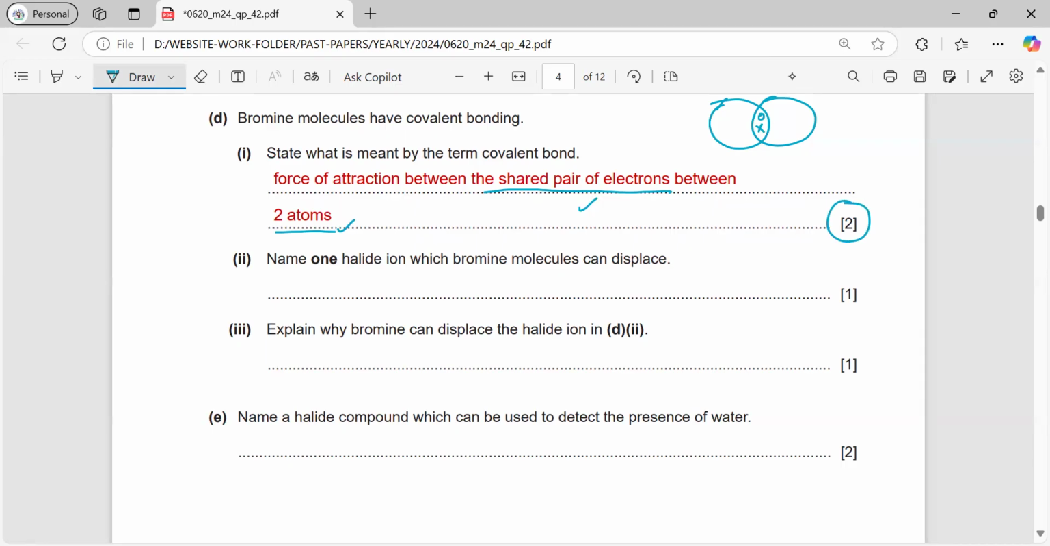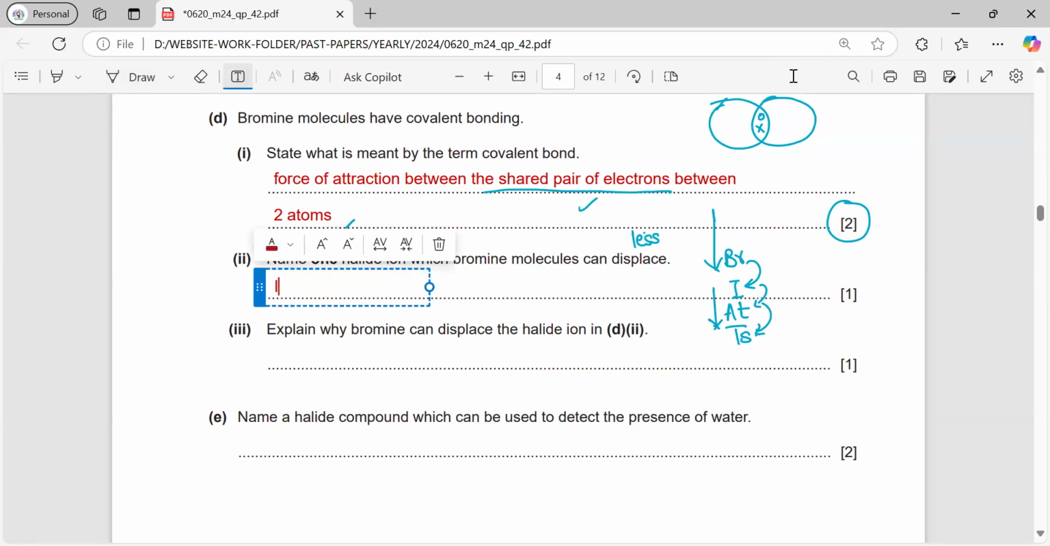State one halide ion which bromine molecules can displace. Now, as we go down the group in halogens, their reactivity becomes less. So bromine is present above, and after bromine, there is iodine. So bromine can displace iodine very easily. It can displace astatine also. It can displace tennessine also. The elements which are present lower than bromine, bromine can displace all of them. So here we can write that bromine can displace iodine. It can displace astatine. Or you can also write that it can displace tennessine.